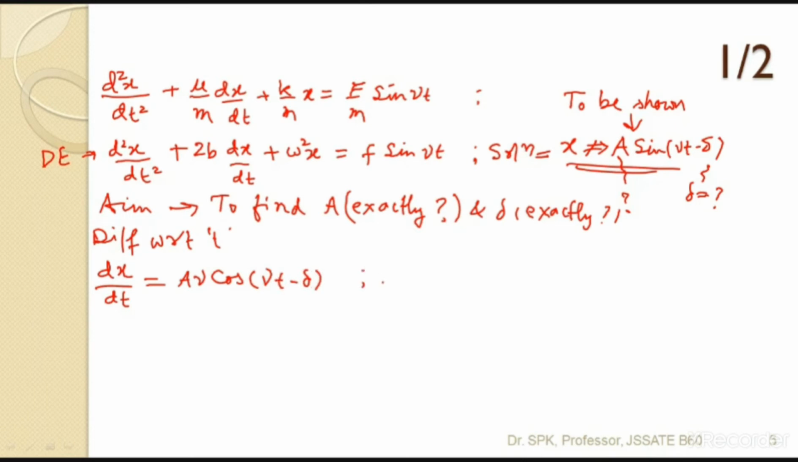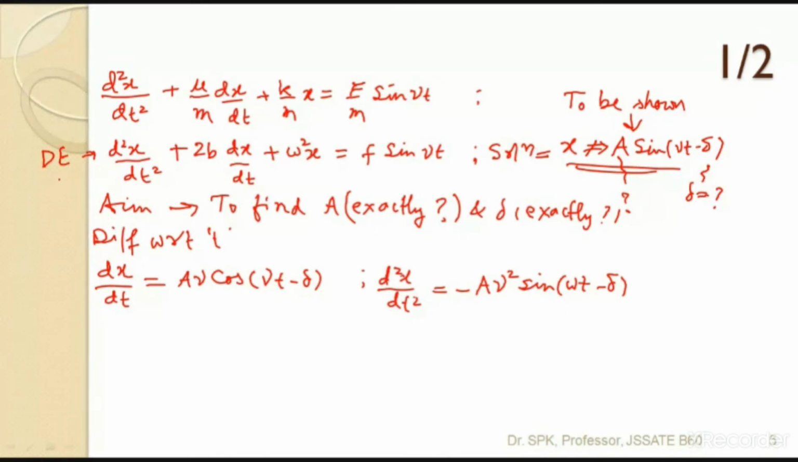And what is d square x? Successively, if you do the differentiation, cos goes to minus sine, and with respect to time t, mu will also come there. So it is minus a mu into mu, it's mu square, sine of omega t minus delta. So this is the expression successively. If you do differentiation the second time, you will get this expression.